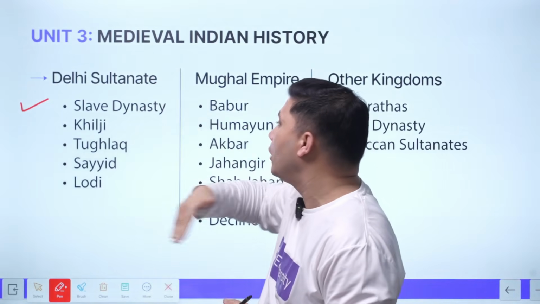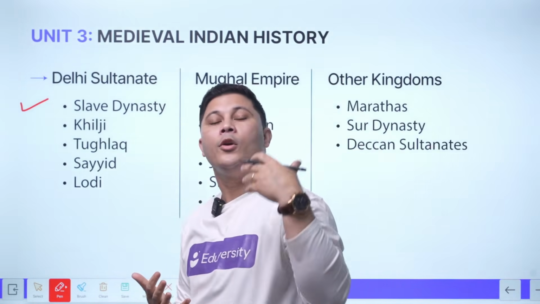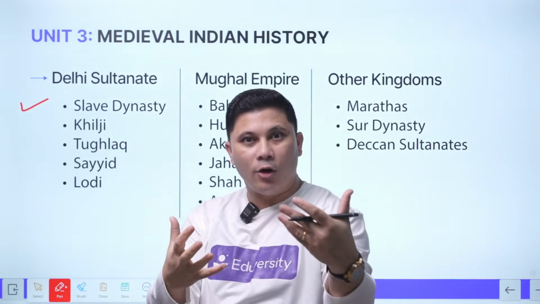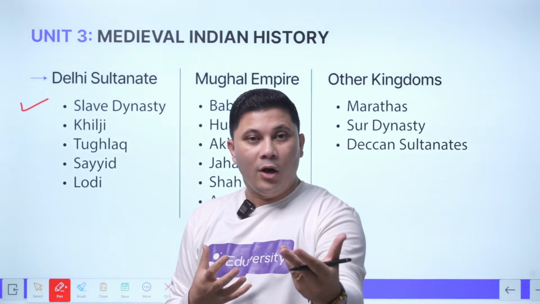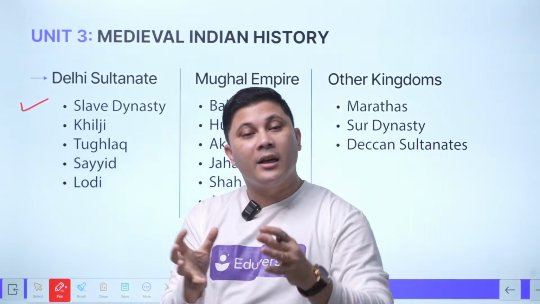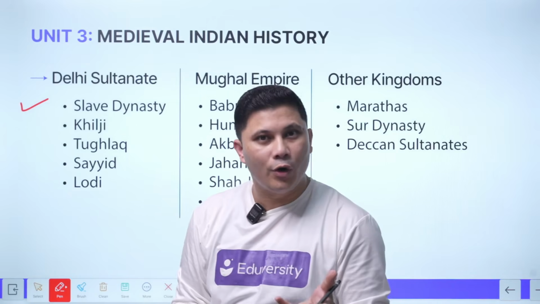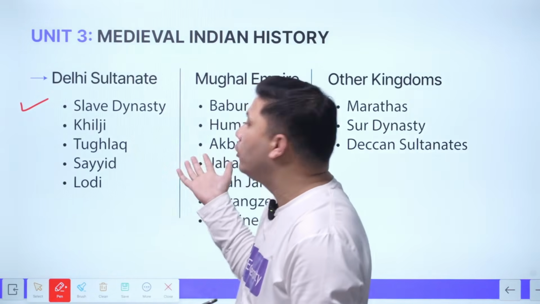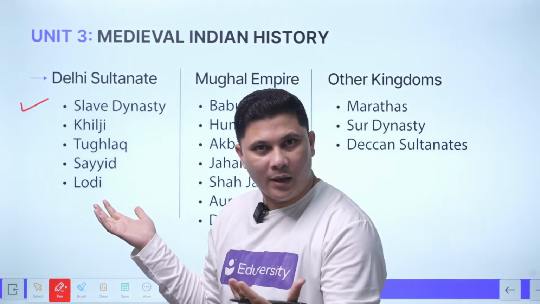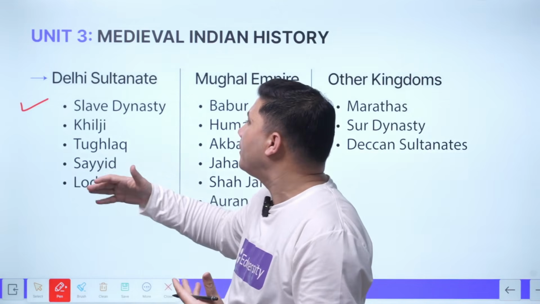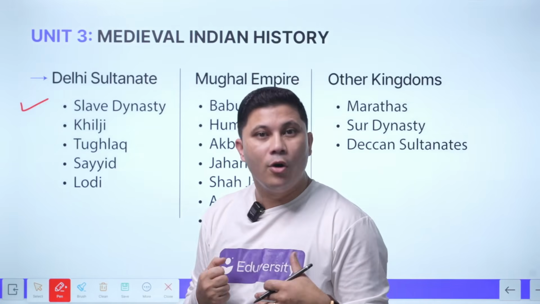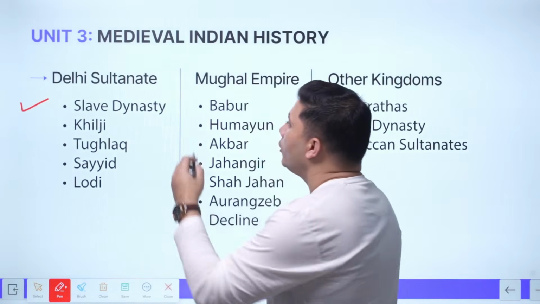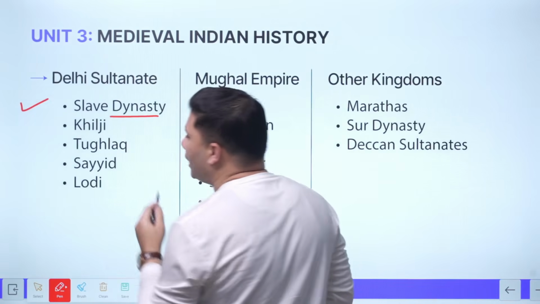In the Slave dynasty, you have to know how Qutbuddin Aibak took the title of Lakh Baksh, how he started the Qutub Minar, but Qutub Minar was dedicated to which Sufi saint? You got the point, right? That is very important. How Iltutmish completed the Qutub Minar, and how after that Balban will take the title of the shadow of God. So you have to learn in depth about the Slave dynasty.